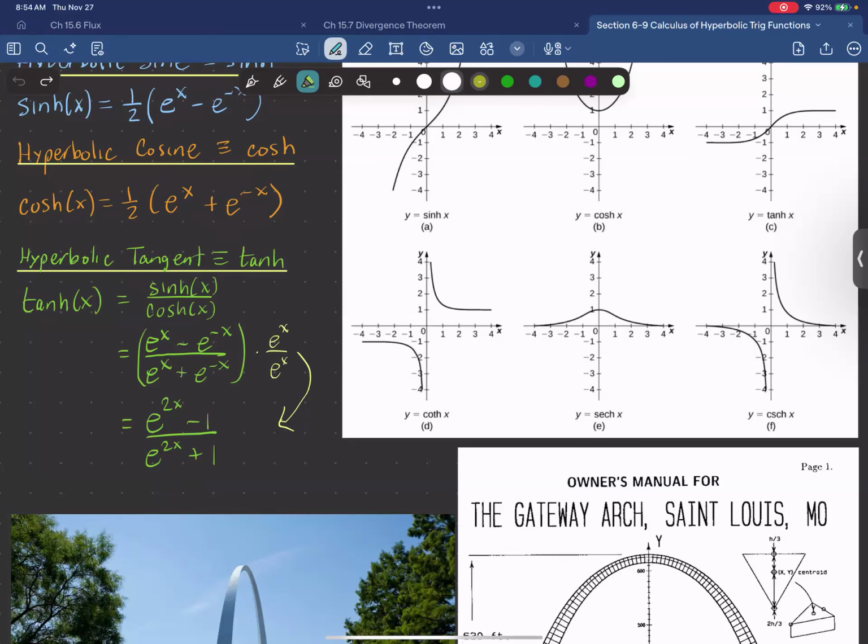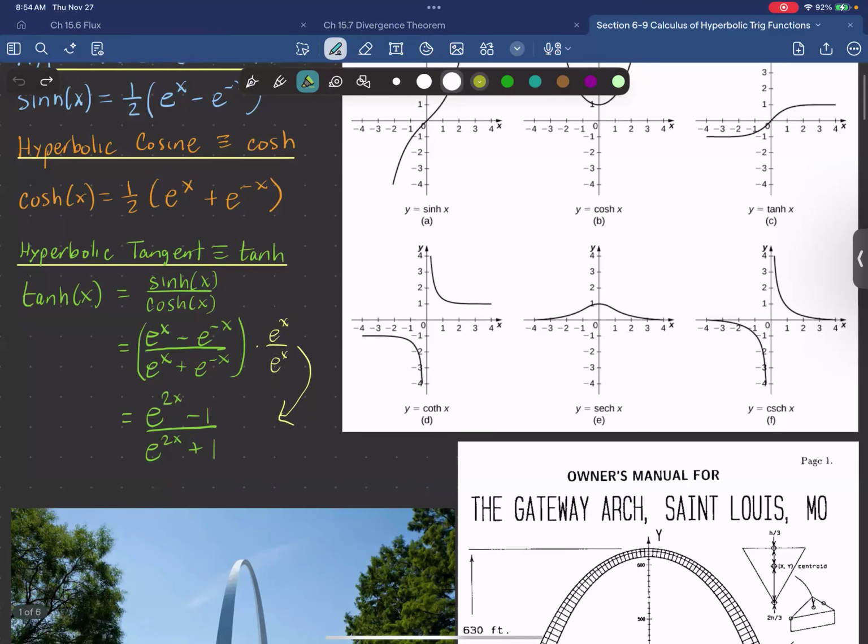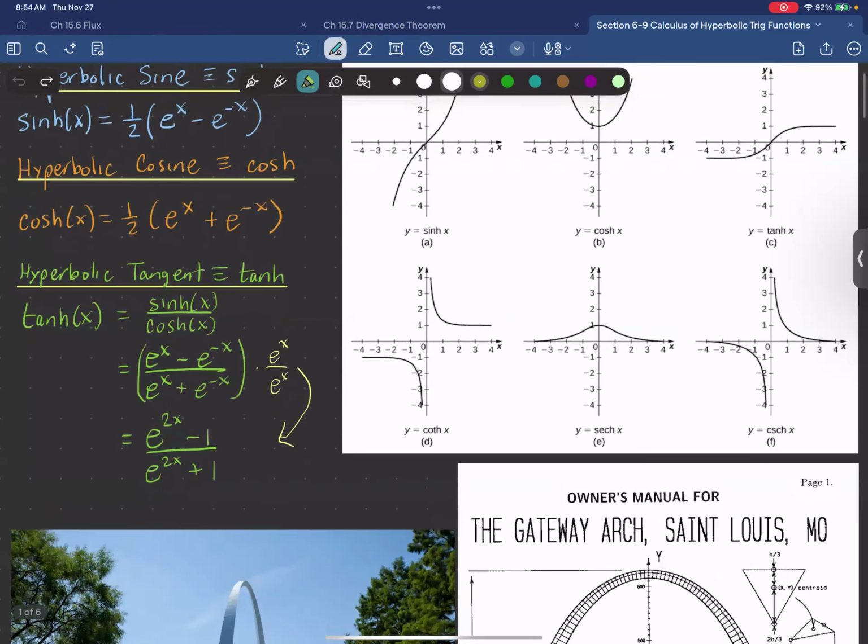Tanh is defined the same way as tangent is. Divide hyperbolic sine by hyperbolic cosine. There's a couple variants of it. You'll see this one a lot, but there's also a version where they multiply the top and bottom by e to the x, and you get that.